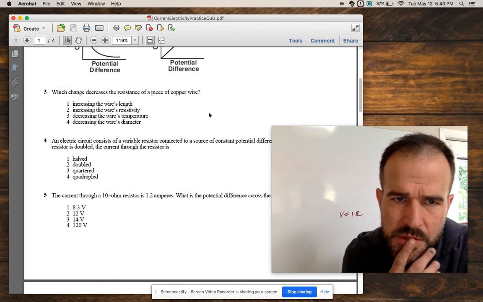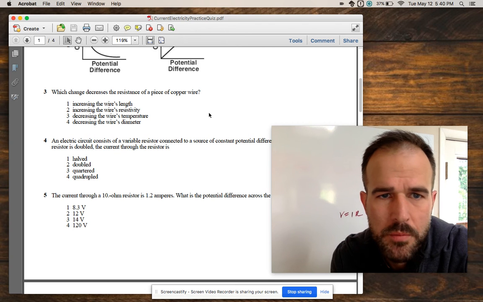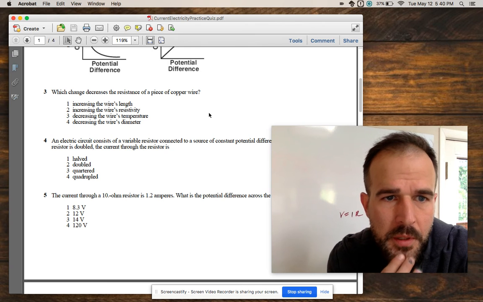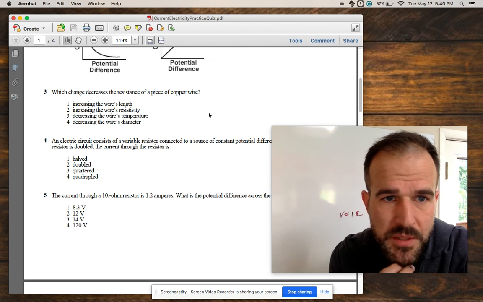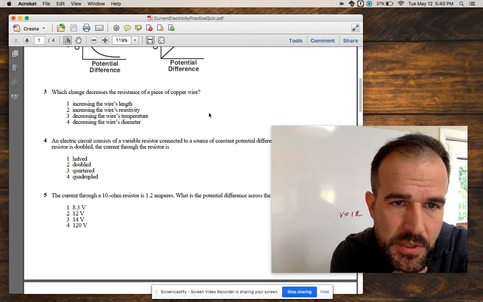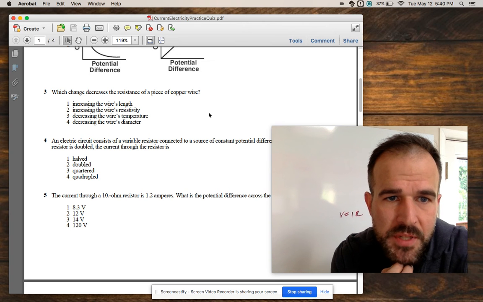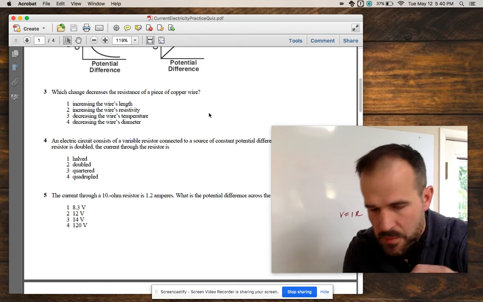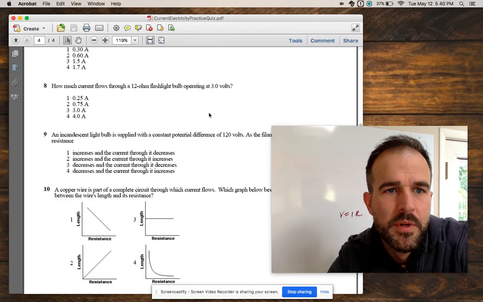So which changes decrease the resistance? So increasing the length, 1, nope, that's going to make more. Increasing resistivity, nope, that's not good either. Decreasing the temperature, that is something that will decrease resistance. Let's keep reading. Number 4, decreasing the diameter, no, that would not help. So number 3 in there, decreasing the wire's temperature, is going to decrease the resistance. So we're looking for 3, is number 3. Let me just peek down at the bottom here. 3 is number 3.